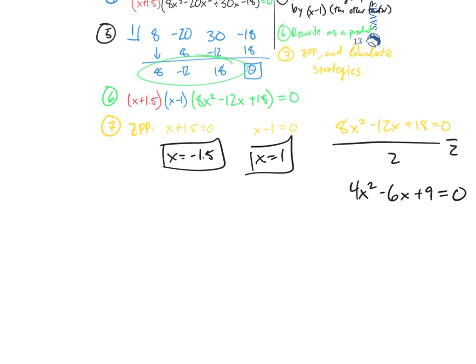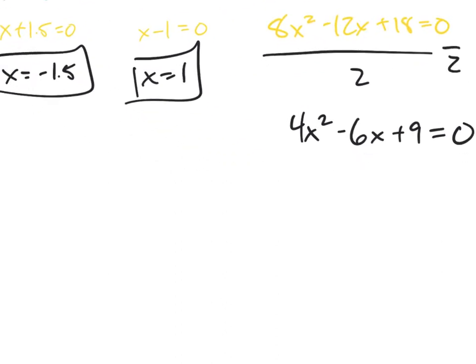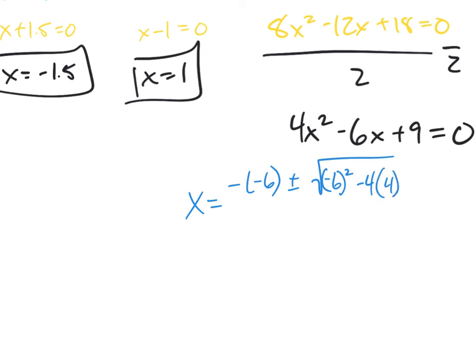Let's see if this thing factors. A times C is 36. B is negative 6. There are no two numbers that multiply to 36 and add to negative 6, so let's use the quadratic formula, just because in reality that's what we're going to be doing. So x equals negative 6 plus or minus the square root of negative 6 squared minus 4 times 4 times 9, all over 2a.